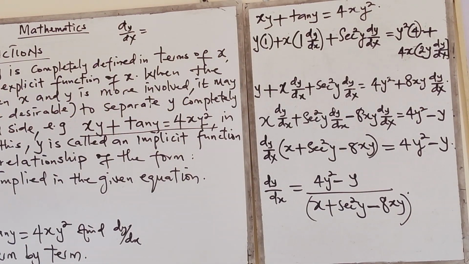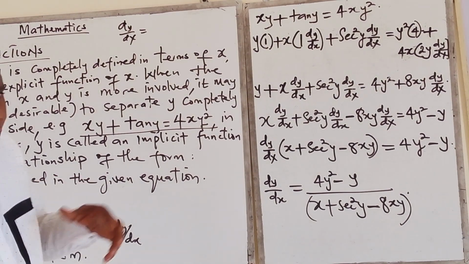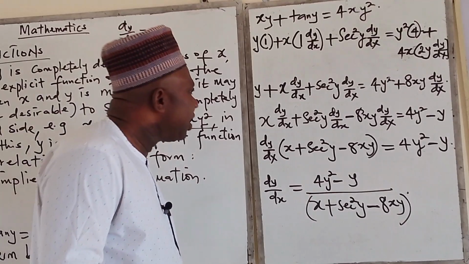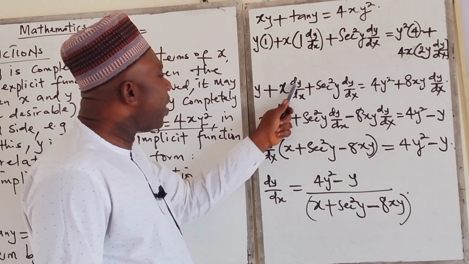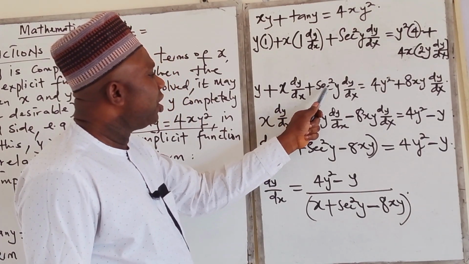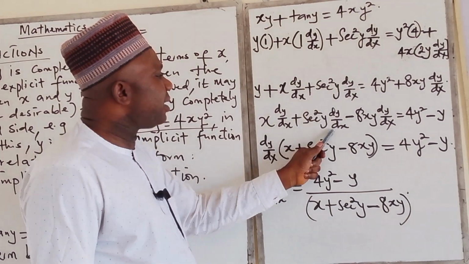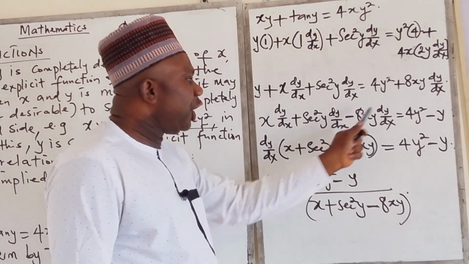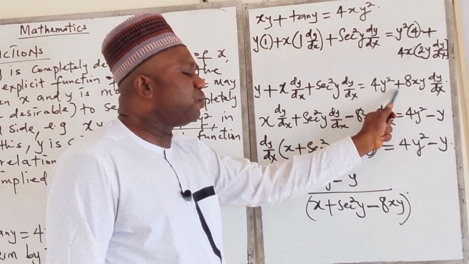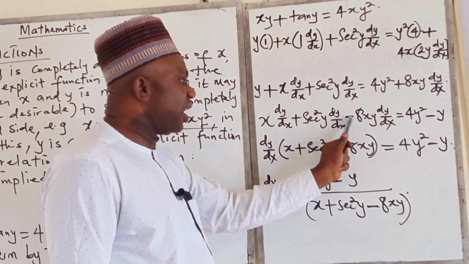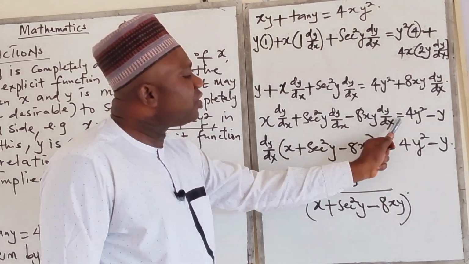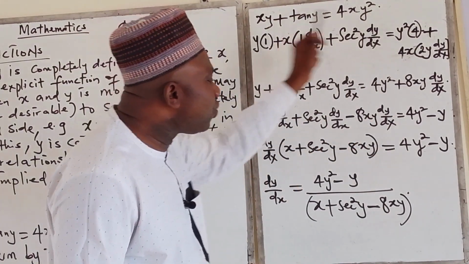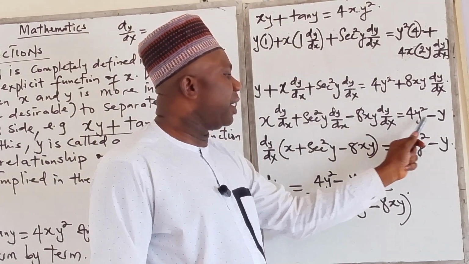Now the next step is to collect like terms, to collect all the functions that actually have dy/dx. Now we have x dy/dx plus sec squared y dy/dx. Now if you bring this 8xy dy/dx to the left hand side, it will change to minus because here what you have is plus. So crossing the equality sign, it changes to minus. Now it's equal to 4y squared was there before. Now plus y is going out to make 4y squared, so it becomes minus y.